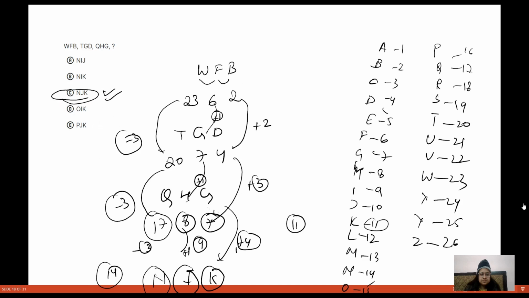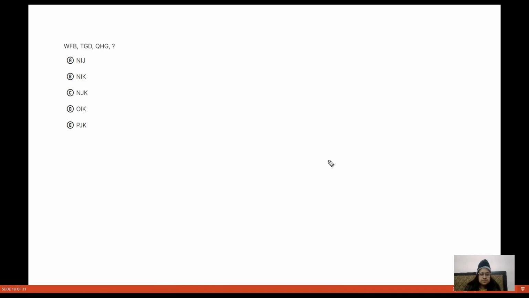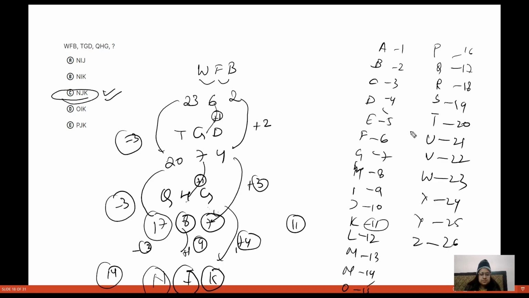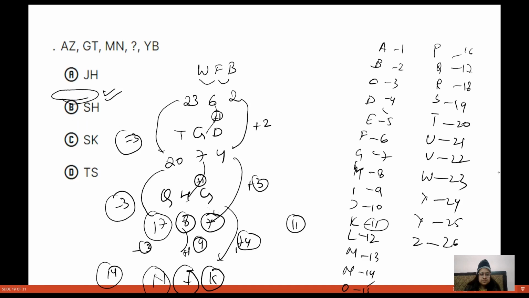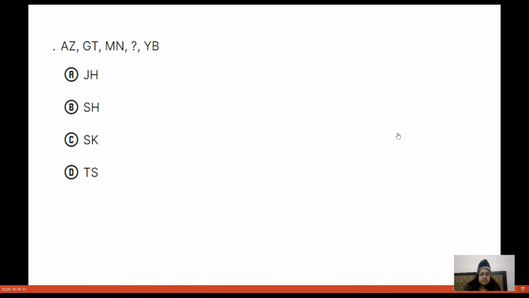So this is how you do. This is also the series question, but then alphanumeric series. Okay, so now let us do this question. You have A Z G T M N dash and Y B. So let us see how we can do these questions.